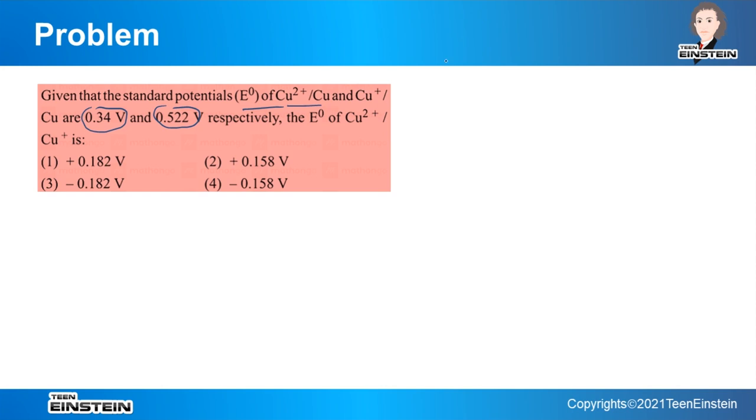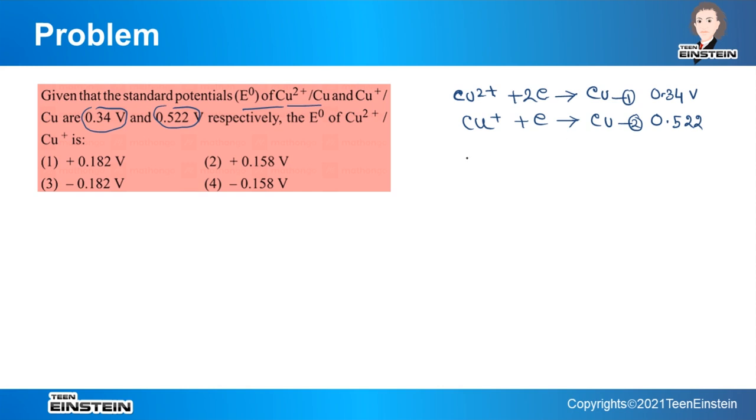So we will write the equations. Don't think it is any cathode or anode reaction. It is not that. It is something different. So see how to do this problem. Cu2+ accepts 2 electrons and is converted to Cu, and the corresponding E naught is 0.34 volt. And when Cu+ accepts 1 electron, it is also converted to Cu. Now the value is 0.522. This is equation number 1. This is equation number 2.